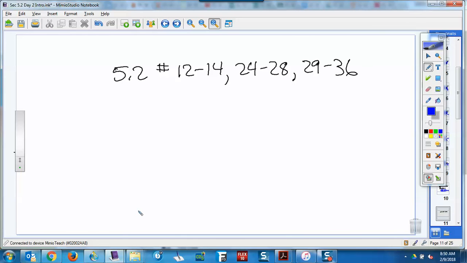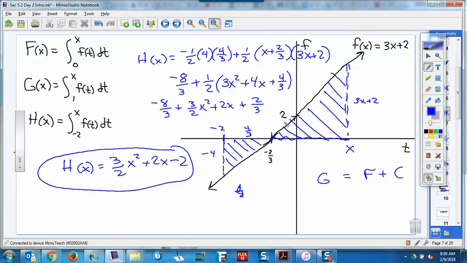So for homework, 12 through 14 is a little more of the chart stuff that just takes off from where we left off. 24 through 28 is more chart stuff. That's from this stuff that we just got done doing. They're going to ask you about big G and big H and where is big G increasing. Well, big G is the antiderivative, so big G is increasing when its derivative, little f, is positive, right? I mean, that's going to be easy. So you just look at the graph, just a chart question.